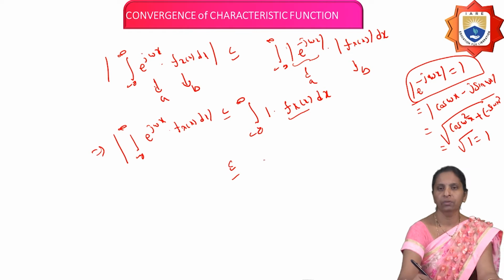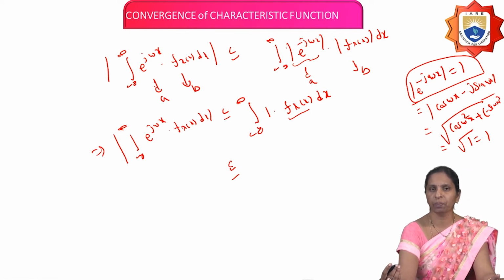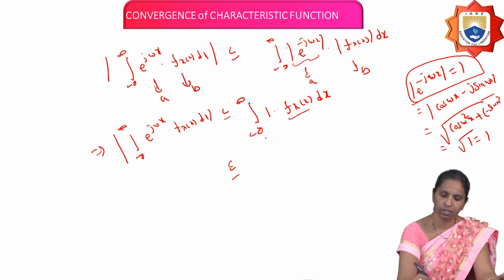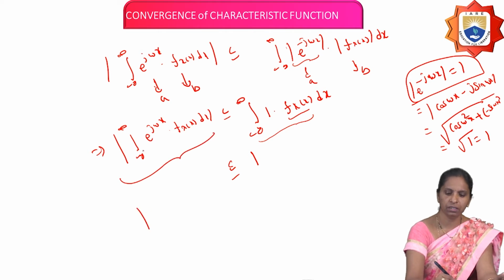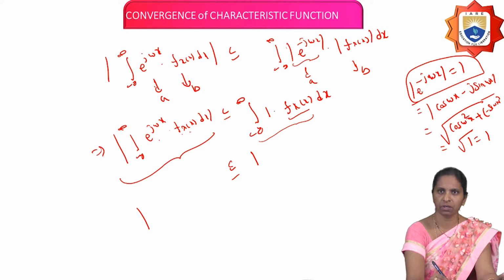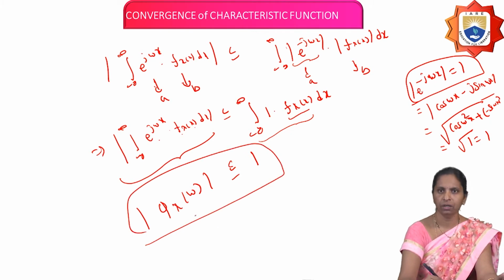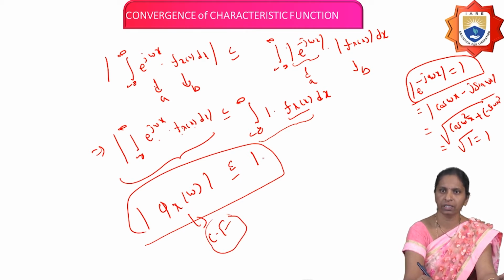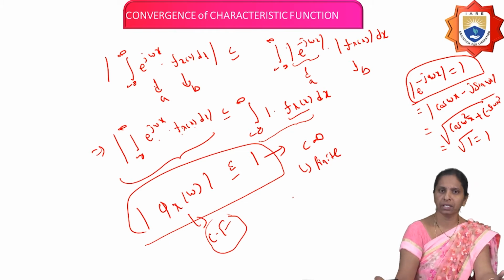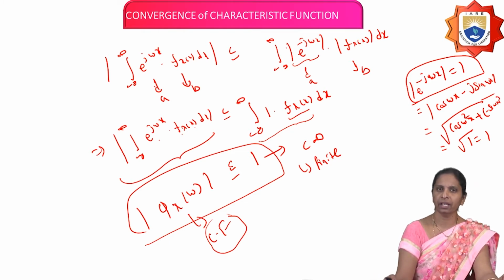Now, we have seen the properties of the probability density function. From the properties, we have seen that for a valid probability density function, the area under the density function is equal to 1. So the integration from minus infinity to infinity of f x of x dx equals 1. And the integration of e power minus j omega x f x of x dx is nothing but the characteristic function phi x of omega. So you can say that the absolute value of the characteristic function is less than or equal to 1, which is a finite value. Therefore, the characteristic function always converges for any random variable x.